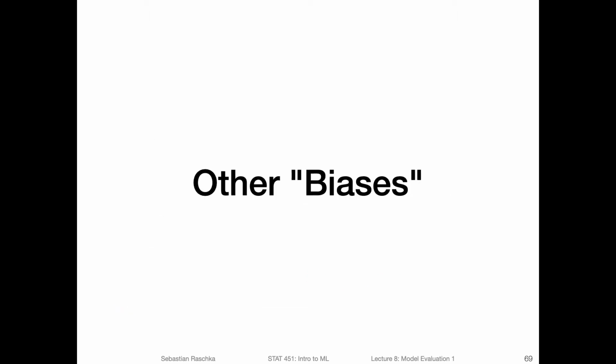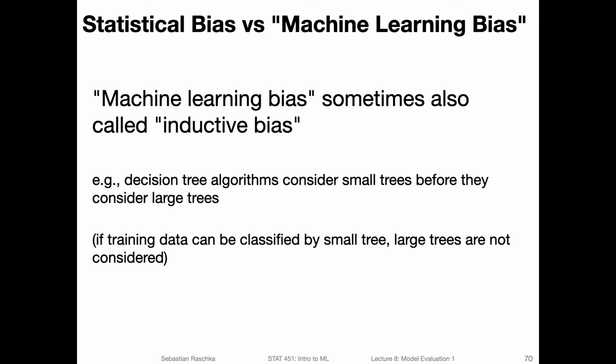However, in machine learning, there's another type of bias that is often encountered, and this is usually called machine learning bias, or sometimes also inductive bias. And this bias refers to the bias of the machine learning algorithm. You can think of it as the preferences or restrictions of the machine learning algorithm. So it affects different machine learning algorithms differently. A simple example might be a decision tree.